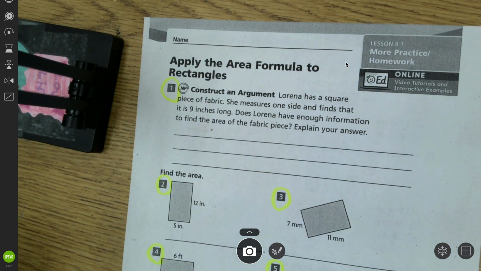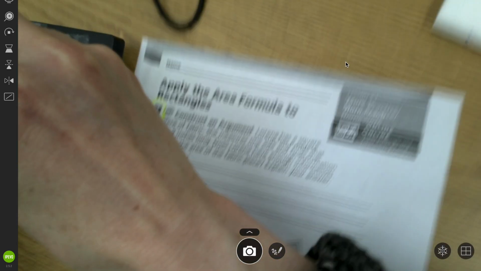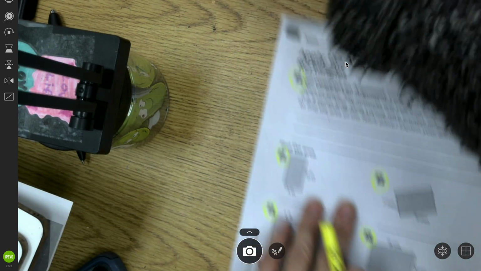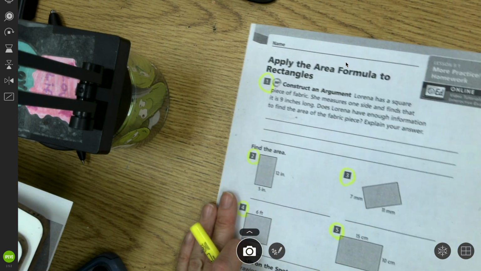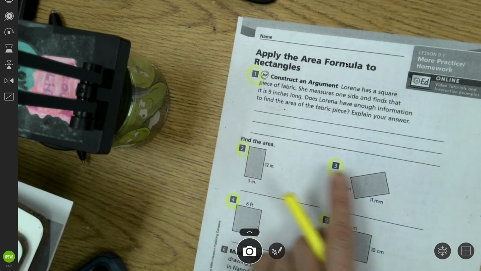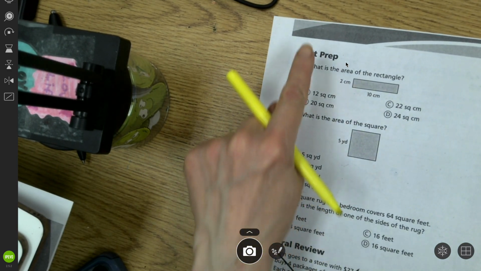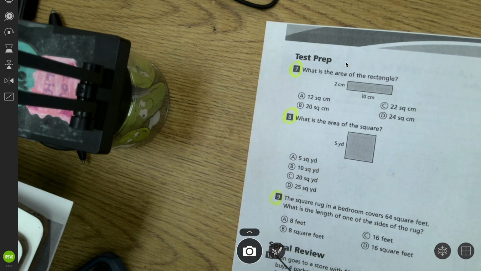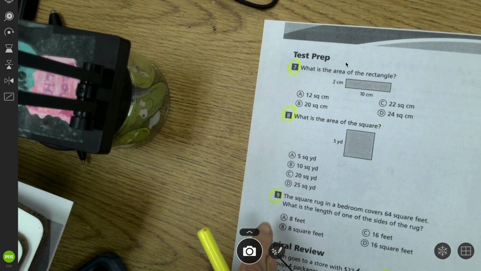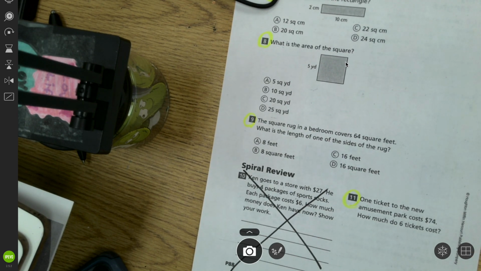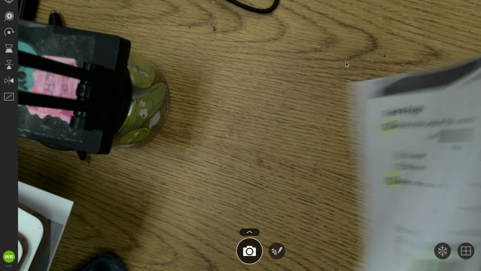Okay, so for homework tonight, you have this worksheet. You're not doing all of it. We're going to do some of it tomorrow in class. So I want you right now to circle. And girls, while you're doing this, listen and do. Circle 1, 2, 3, 4, 5. Then you're going to turn the page, circle 7, 8, 9, and 11. Okay? Okay, let's get started.